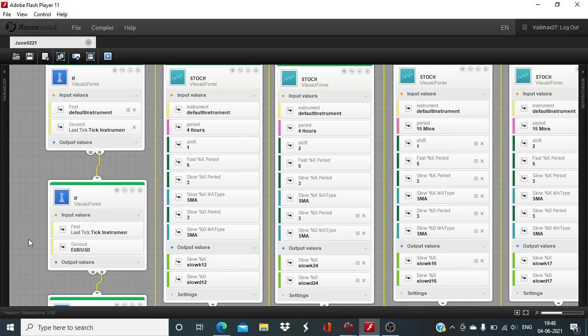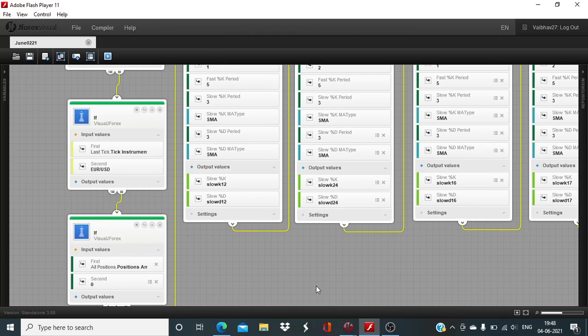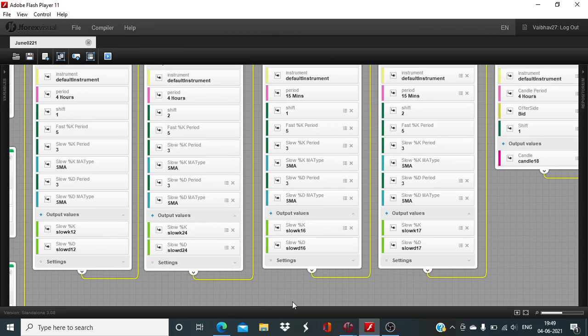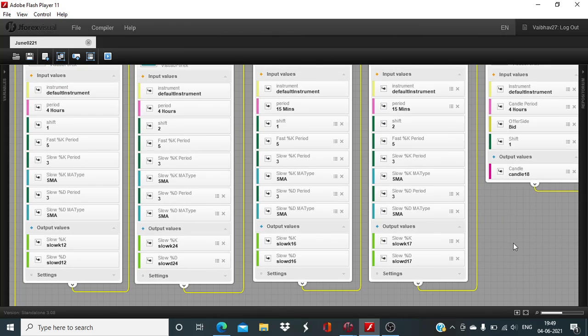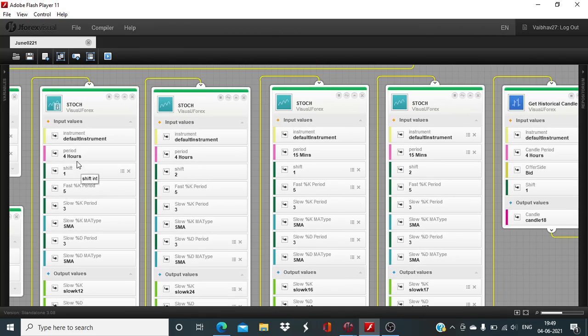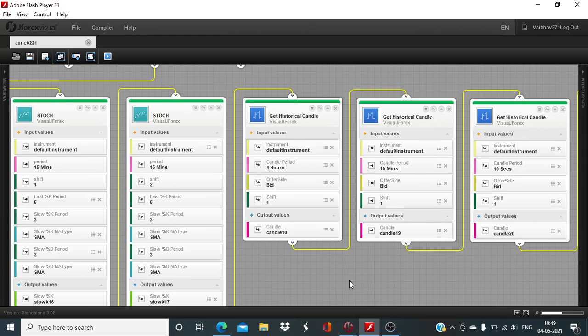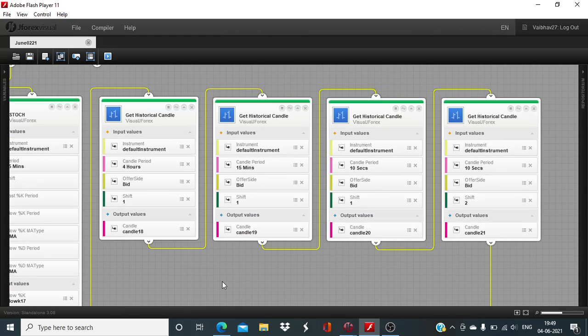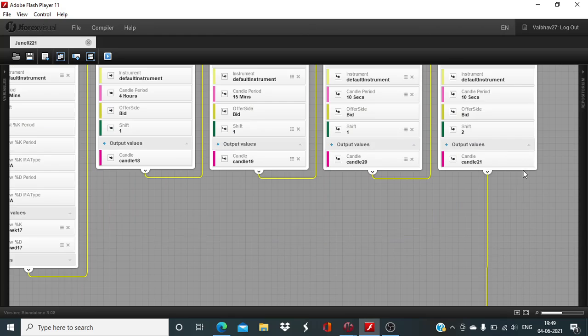The instrument subscription was done. The position amount was defined at 0. Then I got these stochastic blocks of varying time periods. First two are of 4 hours, these two are of 15 minutes. And after that, to consider the price action, we are also relying on the get historical candle. This first one is of 4 hourly time frame, a second is 15 minutes, and then these two are of 10 seconds each.